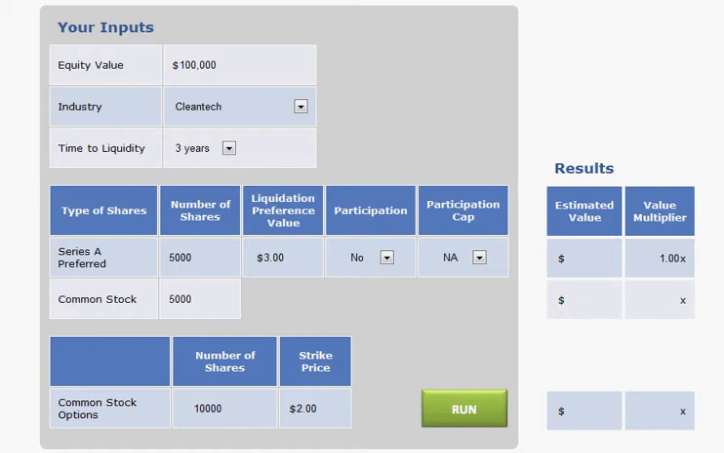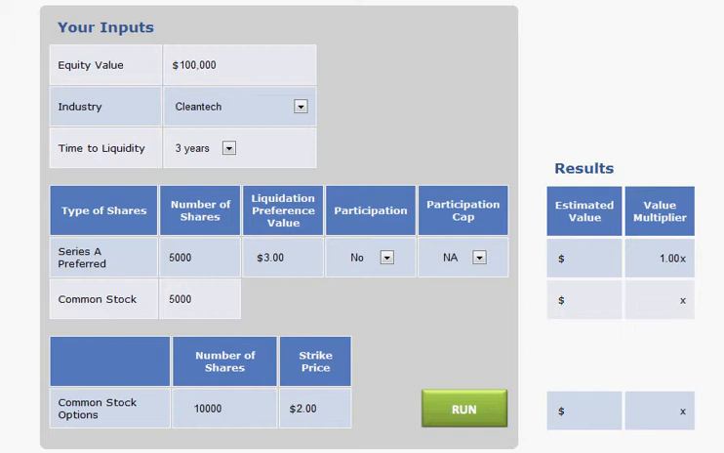The term sheet calculator provides an illustration where you can see how the participation features or liquidation preferences associated with different types of preferred shares may affect the value of common shares or even value of common stock options.